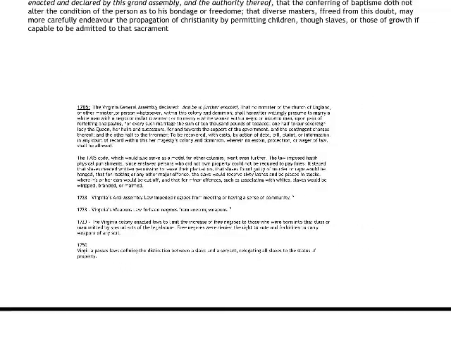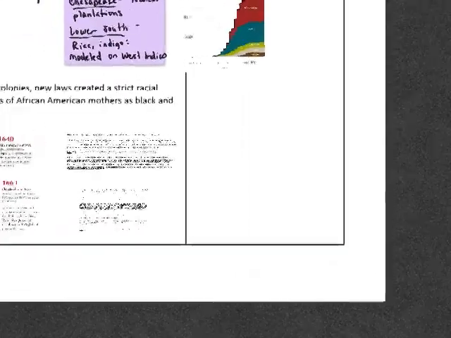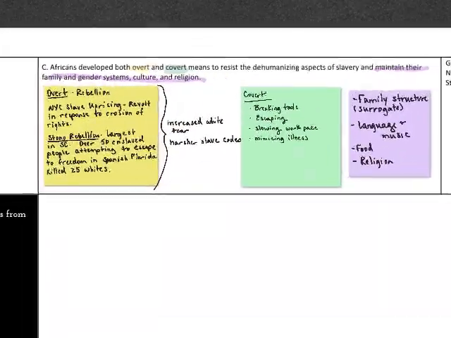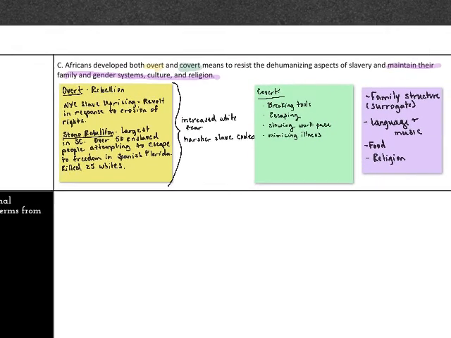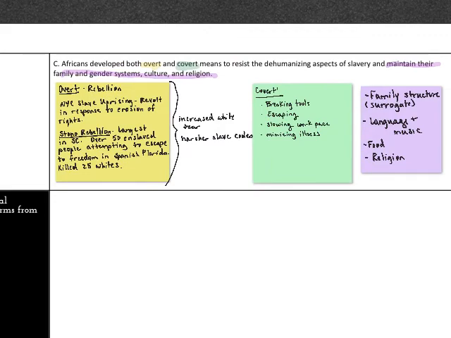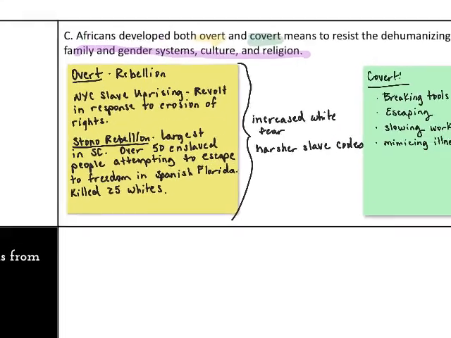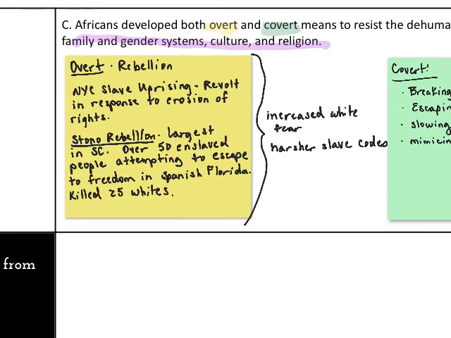All right, and so the last subtopic under 2.5 is Africans develop both overt and covert means to resist the dehumanizing aspects of slavery and maintain their family and gender systems, culture, and religion. So overt resistance looked like rebellion. So we have the New York City uprising in 1712, which was a revolt against the increasing number of rights that were being taken away. So every new law that was passed, a new right was taken away, and so there's an uprising against that. And then in South Carolina, you have the Stono Rebellion, the largest slave rebellion in South Carolina.